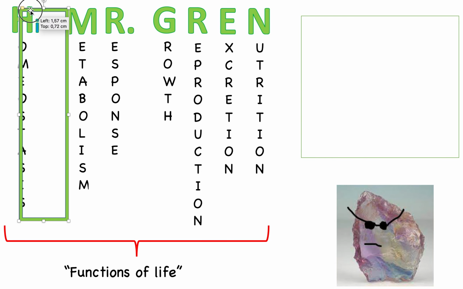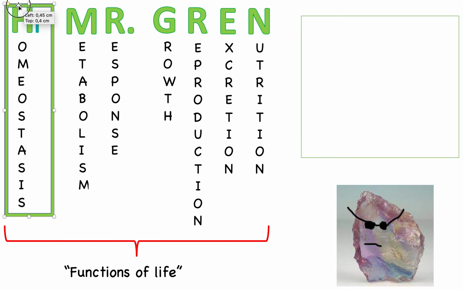Let's start with homeostasis. A living organism needs to be able to do something called homeostasis to be considered living. Okay, so homeostasis. Homeo, if you look at the first part of the word, means the same. And then stasis means state. So the same state. A synonym for homeostasis would be balance. So your body needs to be able to maintain balance.